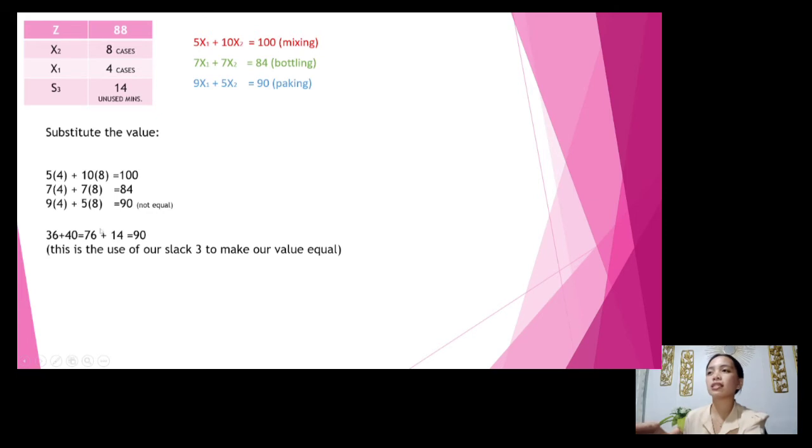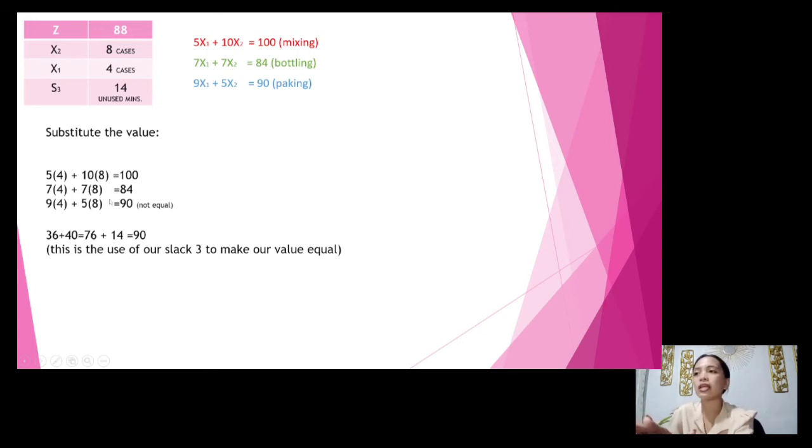So just substitute the value. From 5 x sub 1, we just substitute the value of x sub 1 here. So it will be 5 times 4 plus 10 times 8. So 8 is the value of x sub 2. So 10 x sub 2, it will become 10 times 8, which equals 100.